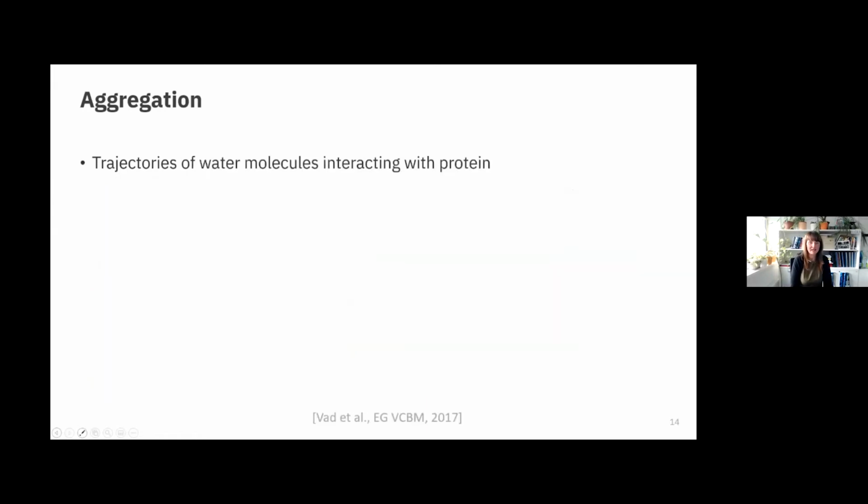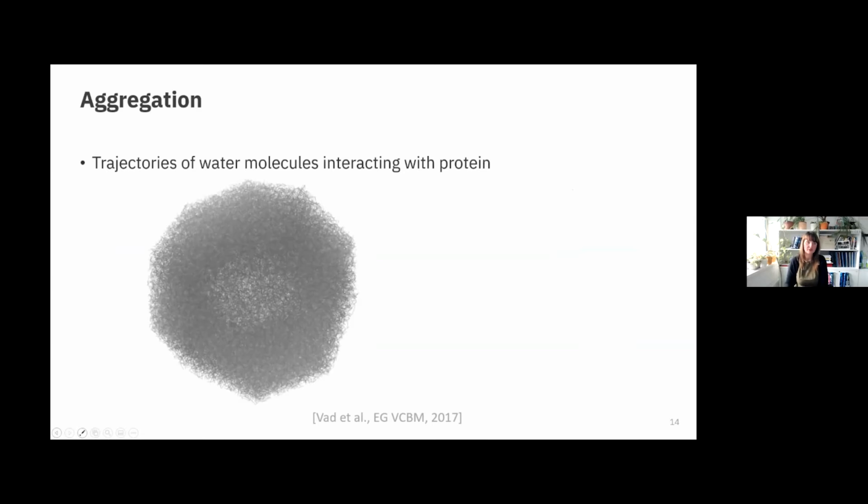And here is the example I promised at the very beginning with the water molecules. It was a project we were collaborating on with the guys from TU Wien in 2017. We were observing trajectories of water molecules and how they interact with the protein. And already for just a couple of trajectories aggregated together, we get something like this. Such a hairball probably doesn't help anyone, even the biochemist, to understand what's going on there.